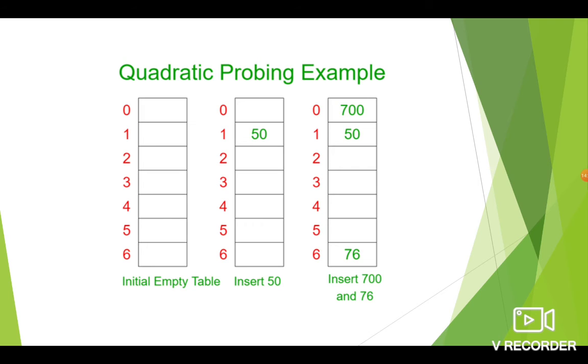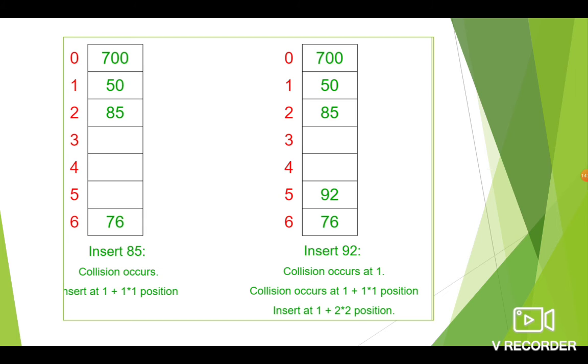Consider we have the initial empty table, and 50 modulus 7 is 1. So it is inserted at index 1. And 776 gives you the locations 0 and 6. So they are inserted in the respective places.